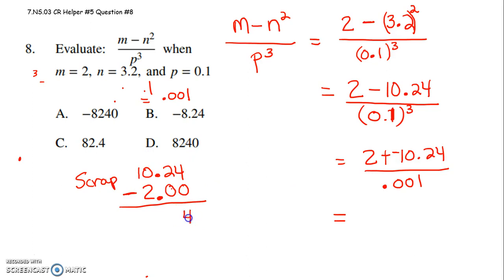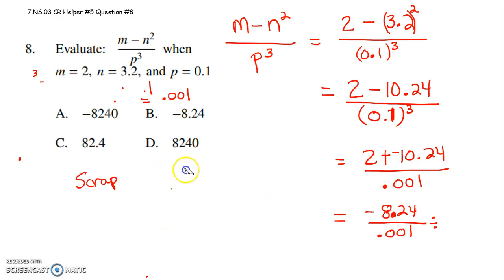4 minus 0 is 4. 2 minus 0 is 2. Bring down that decimal point. 10 minus 2 is 8. What do I have more of? I have more negatives. So now I have negative 8.24 in the numerator over 0.001. Whew! This is a division. I still have to do a division step. This is a long problem.